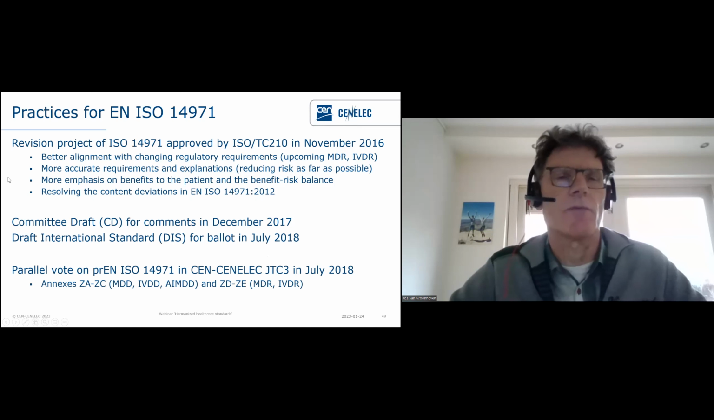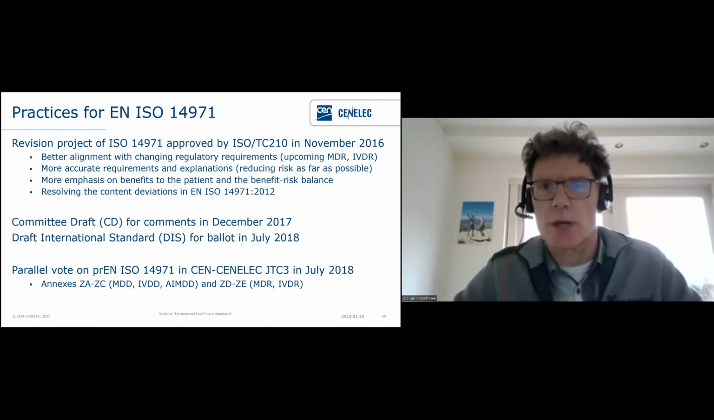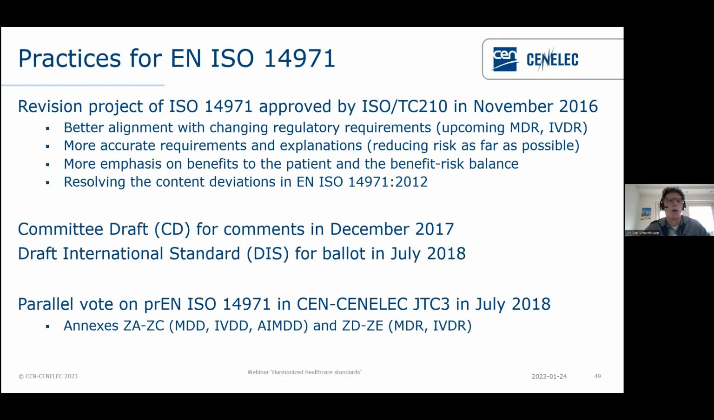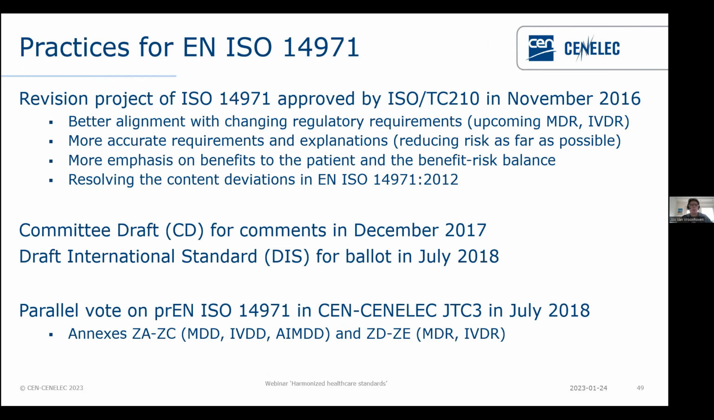The decision to revise ISO 14971 was taken by ISO TC 210 in November 2016. A revision was deemed necessary because we needed a better alignment with the changing regulatory requirements. At that stage, November 2016, the new regulations were not yet published, but we knew that they were upcoming and we had seen some draft text, and therefore it was necessary to revise the project.